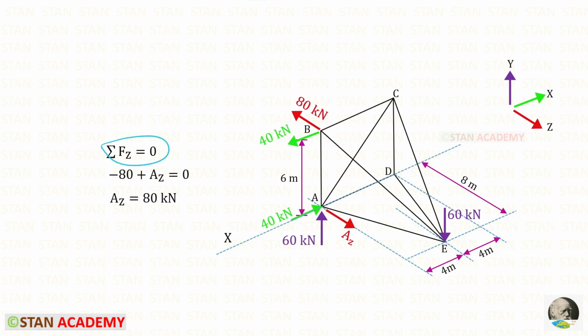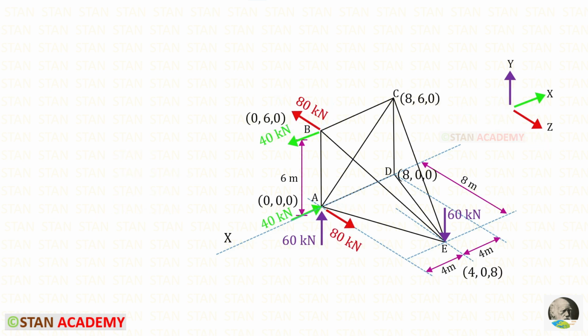Let us apply this rule. Let us keep this side as positive and the opposite side as negative. So this one will be negative and this one will be positive. For AZ, we will get 80 kilonewton. We have to enter the coordinates. Let us keep the point A as the origin. So here x, y and z will be 0. From here we have to measure all of the distances and we need to make the coordinates.